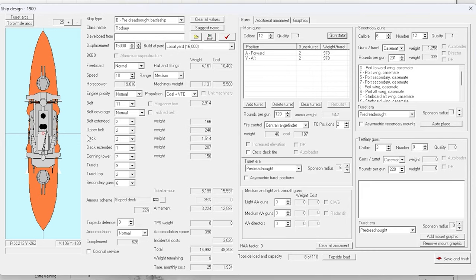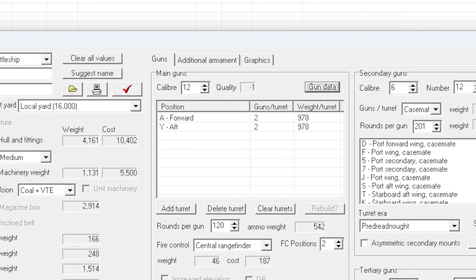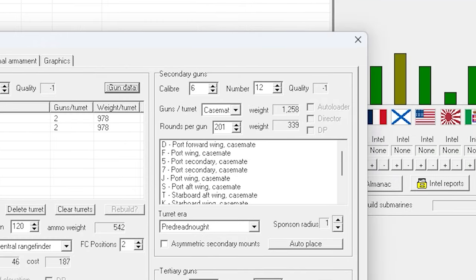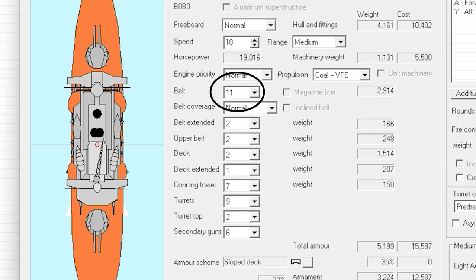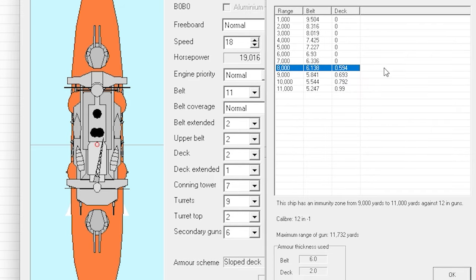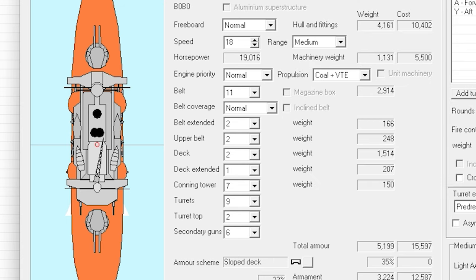The Rodney class pre-dreadnought. We have -1 quality 12-inch guns, 6-inch secondary guns, and 11 inches of belt armour and 9 inches of turret armour. It's important to remember that guns can only penetrate a certain amount. You have gun data available which tells you how much belt armour and deck armour that the calibre can actually penetrate through. Tertiary guns and torpedoes on battleships are worthless in my opinion.